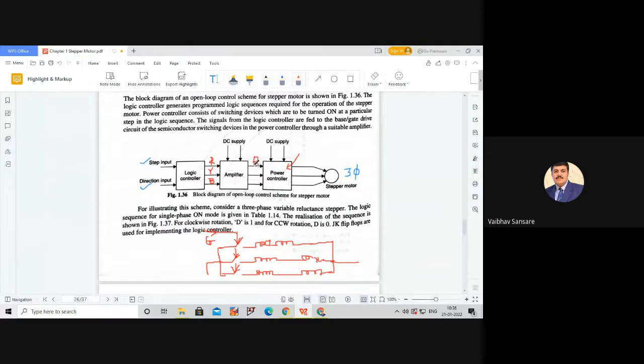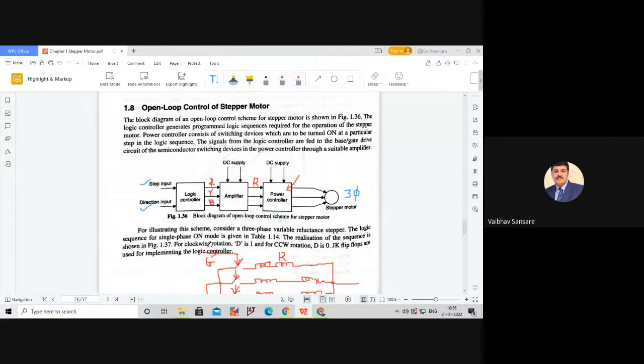Suppose we have to excite the R phase. In this case the R phase gate pulse is initiated, that means the excitation pulse is initiated, the amplifier amplifies that excitation pulse which is initiated by this logic controller, and this excitation pulse is given to the gate driver circuit of the switching device which is connected in the R phase. Accordingly that gate driver circuit gives the gate closing pulse, and then the R phase gets excited. In a similar way we excite the Y phase and B phase. So this is the general block diagram for the open loop control scheme of a stepper motor.